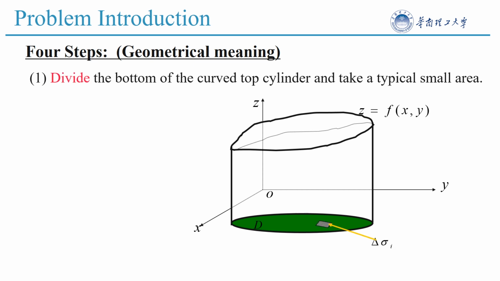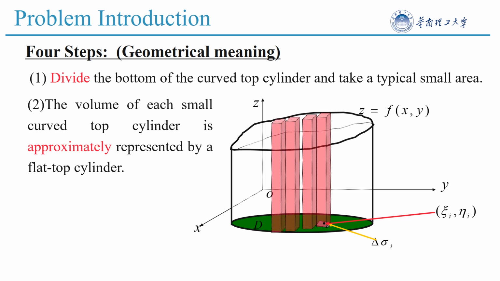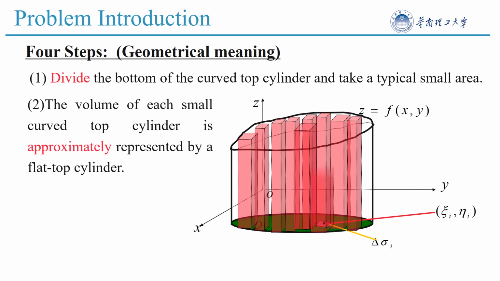Step 1. Divide the bottom of the curved top cylinder and take a typical small area delta sigma i. Step 2. The volume of each small curved top cylinder corresponding to delta sigma i is approximately represented by a flat top cylinder, that is f(xi_i, eta_i) times delta sigma i, where (xi_i, eta_i) is an arbitrary point in the bottom area delta sigma i.